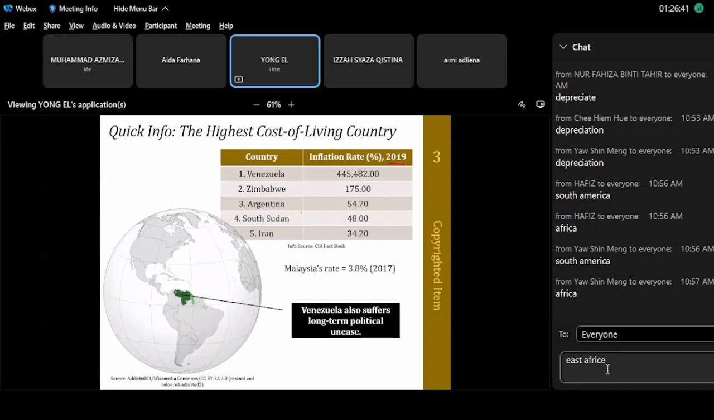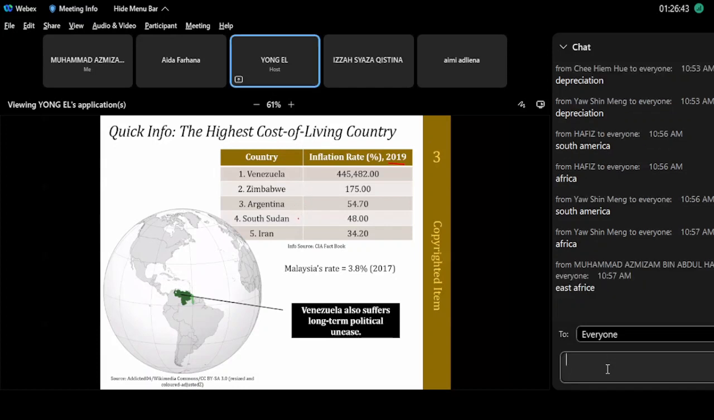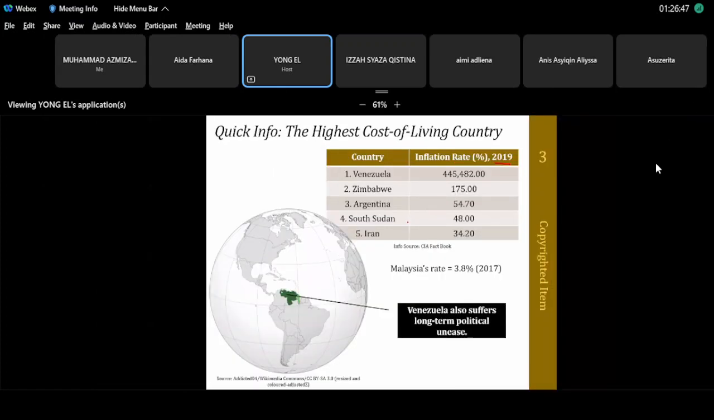Which country is this again? Anyone answer? South Sudan? East Africa. Wow, so specific. Thank you, Samizan. This is from Africa. Okay, Iran. I believe everyone knows this is one of the major countries, the big countries in the Middle East. Okay, this is Iran, part of Asia.